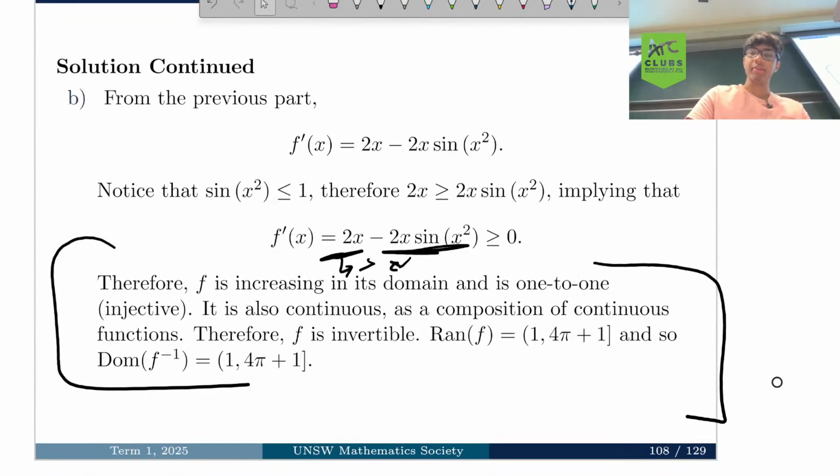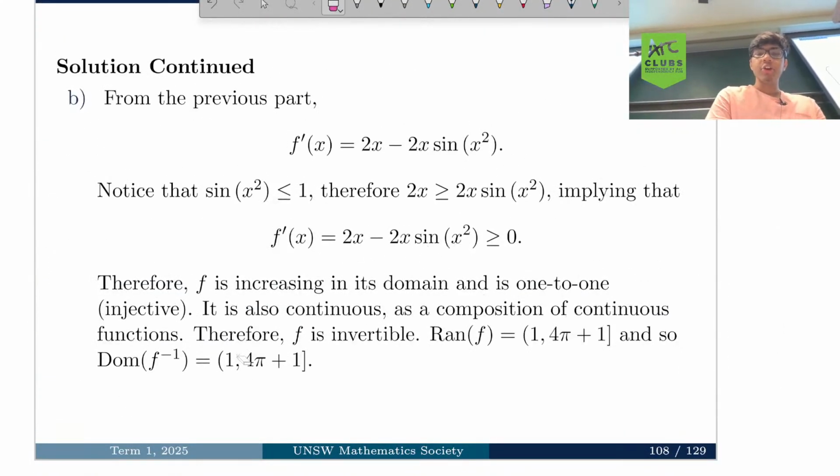So what was that here? It is increasing, 1 to 1, and it is continuous, as, like I said, it is a composition of continuous functions. Therefore, f is invertible.